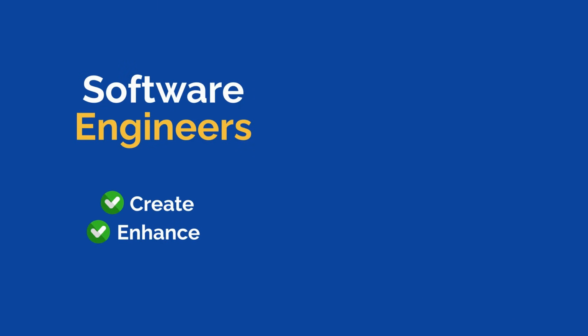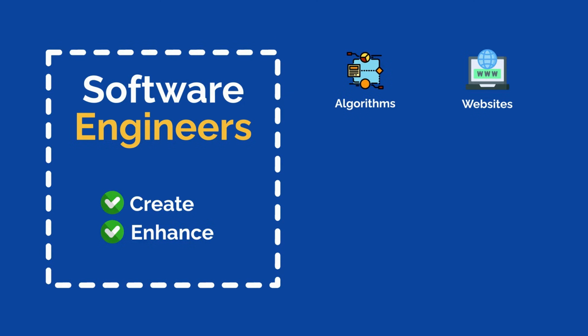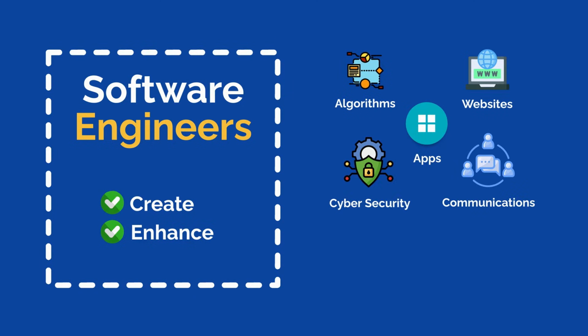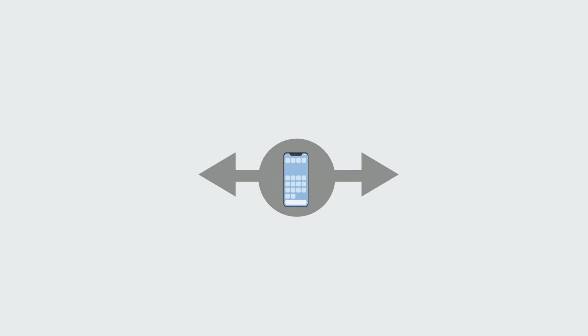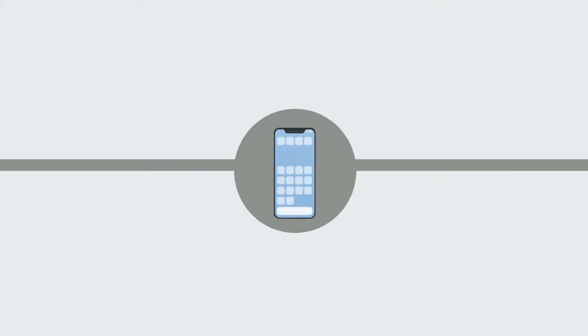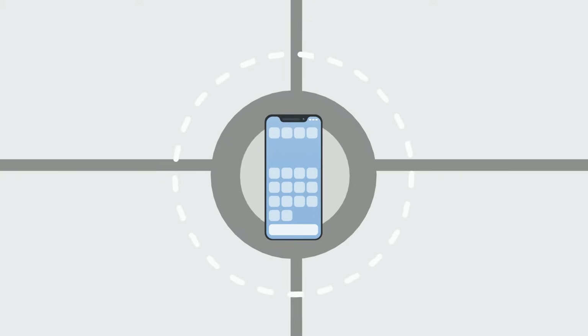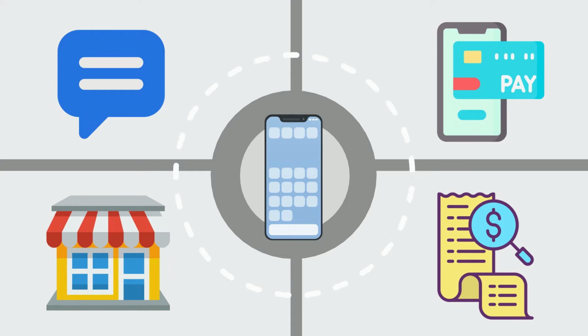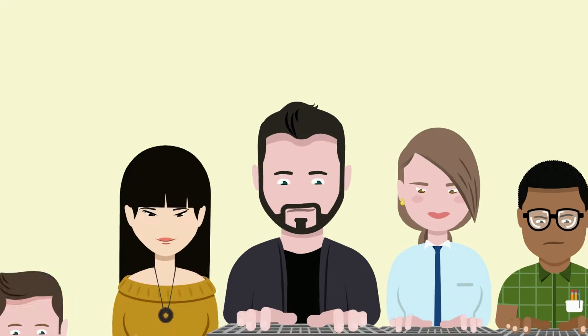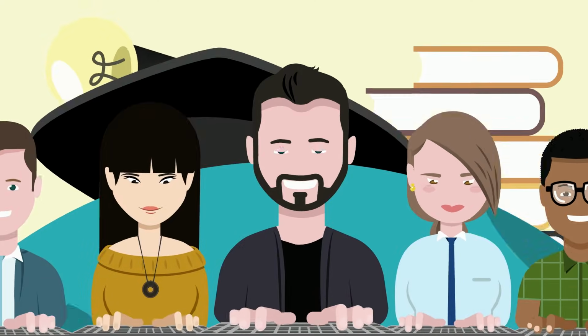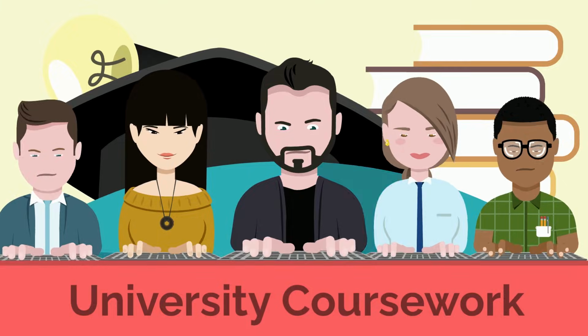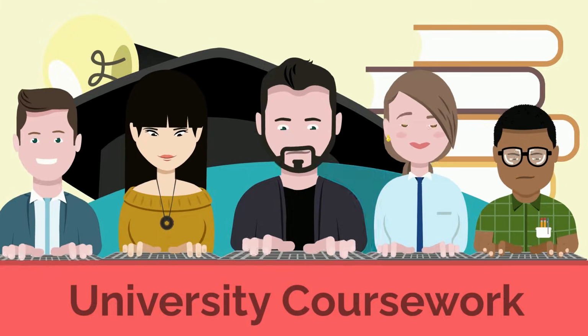Bringing it back down to Earth, software engineers typically create and enhance algorithms, websites, apps, communications, cybersecurity, signal processors, and so much more. The range of applications is so vast. It's best that we run through a few examples to show you what they do instead of trying to explain it. But before we dive into the impressive careers of software engineers, we'll explore the university coursework that prepares these engineers to devise such innovative products.